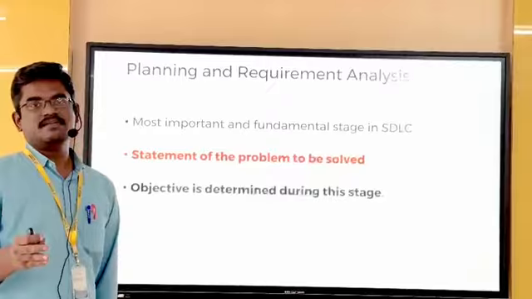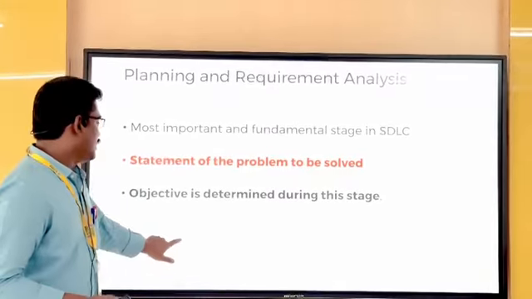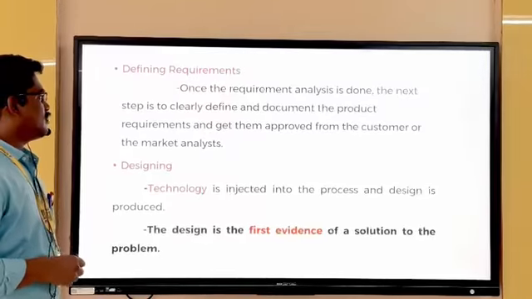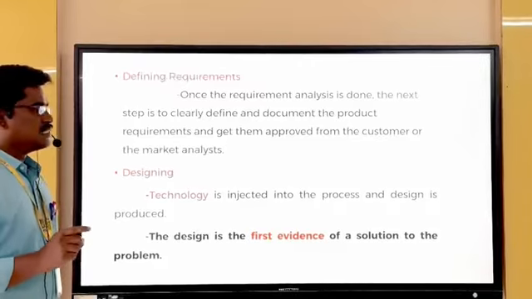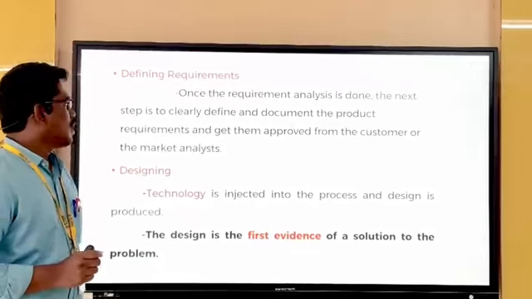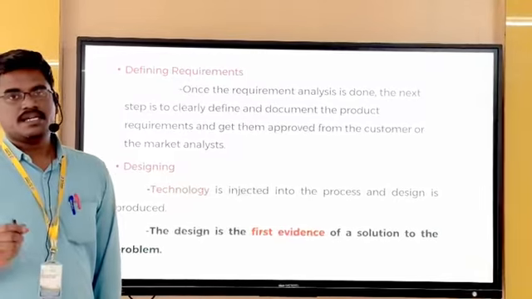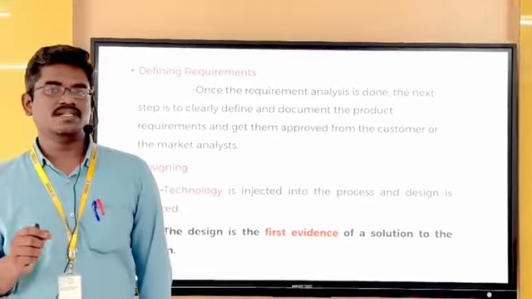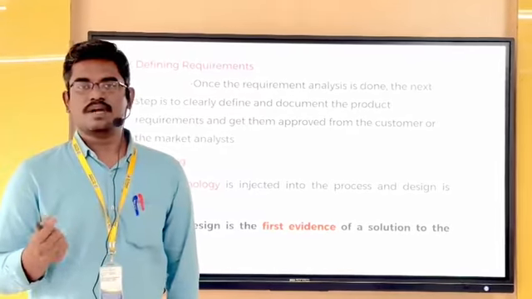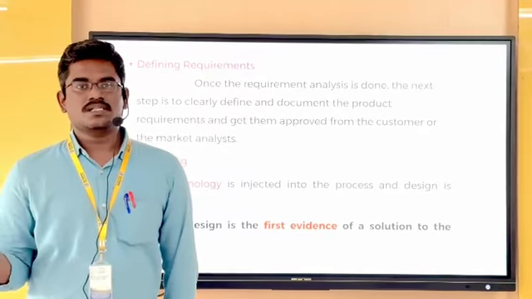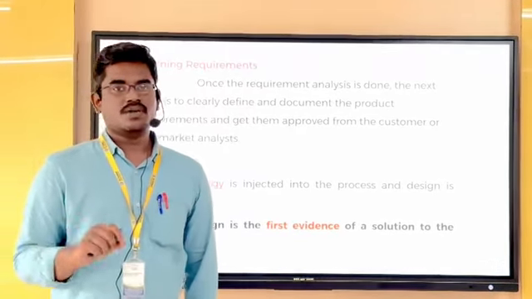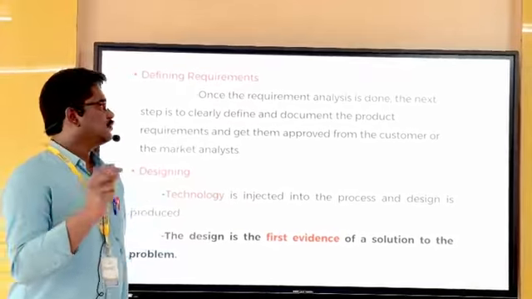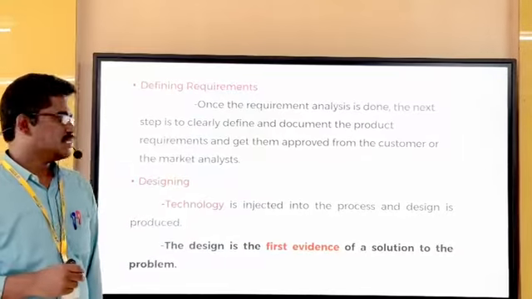Once the objective and the problem statement are defined, the next stage is defining the requirements. As stated in the slide, once the requirement analysis is done, the next step is to clearly define and document the product requirements and get them approved by the relevant stakeholders. In developing the software, the relevant stakeholders may be a customer, a product owner, the users, or the one who is benefiting from the software. From those, we can get all the requirements and we will finalize them during the second phase.